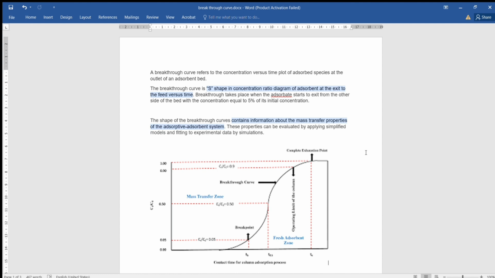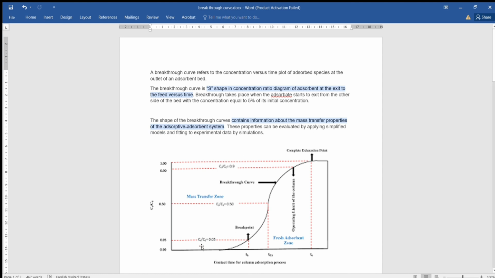The breakthrough curve indicates the dynamic response of the adsorbent system. Breakthrough usually takes place when the pollutants start to exit from the other side of the bed with a concentration that is equal to 5% of the initial concentration. And usually the shape of the breakthrough curve is S shaped. In most cases of adsorption by the column method, the breakthrough curve exhibits an S shape, but with varying degrees of steepness.